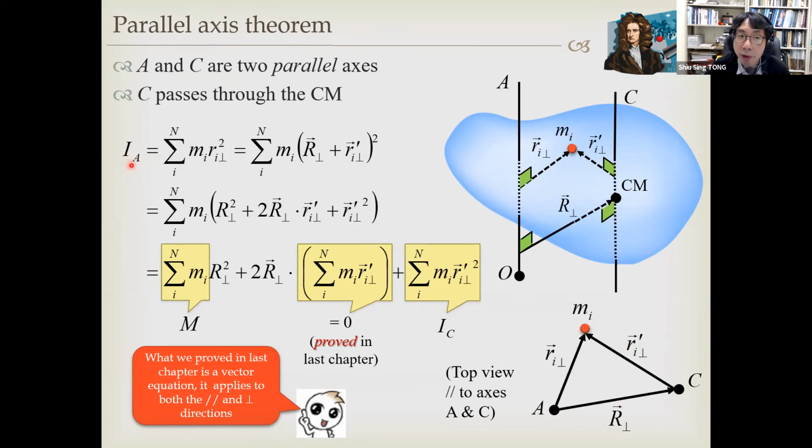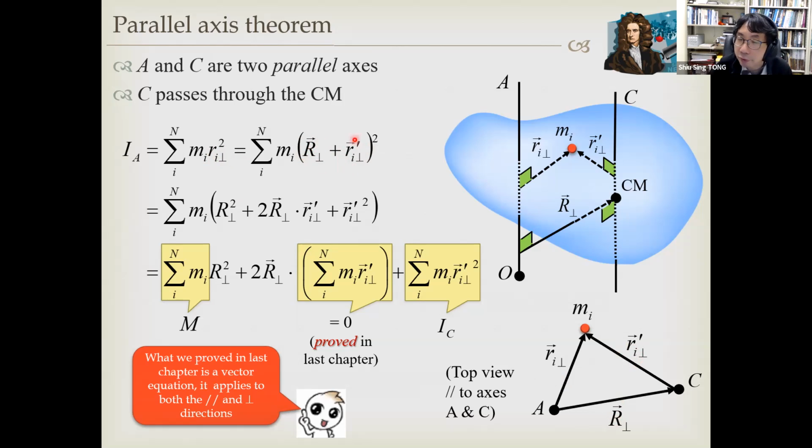The moment of inertia about axis A is the summation of mi Ri-perp squared. That is the definition. But since the three vectors form a triangle like this, the Ri-perp vector can be written as a sum of the capital R-perp vector and the Ri-perp prime vector. So capital R-perp plus Ri-perp prime is equal to Ri-perp. So I can replace this Ri-perp by capital R-perp plus Ri-perp prime.